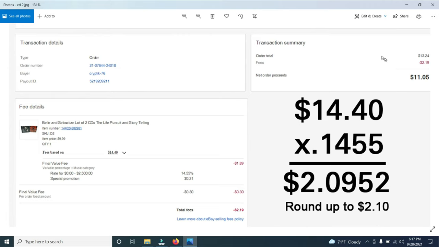And as you can see right here, the order total was $13.24. That's the $14.40 minus what was collected in sales tax. And that comes out to $13.24. And on that $13.24, the fees I paid were $2.19. So I made a net profit of $11.05.